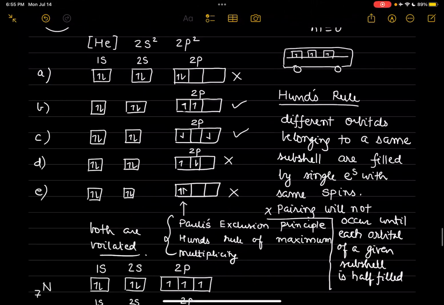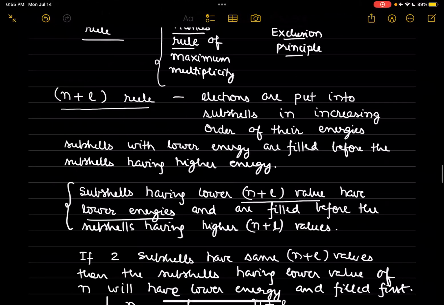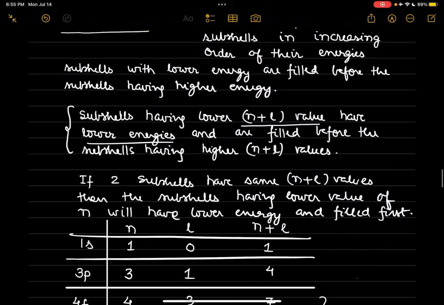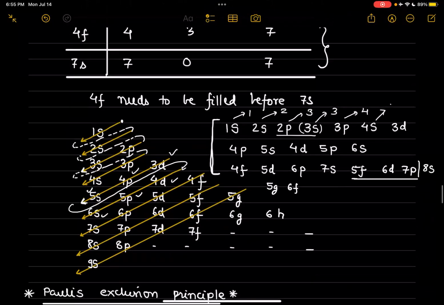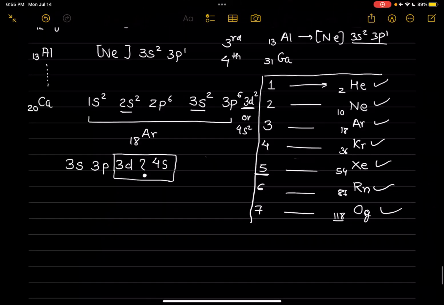3 rules were there, which we discussed. Lower n plus l value means lower energy. If the subshell has lower energy, it is filled prior to the subshell having higher n plus l value, which represents higher energy. Is it clear or not? Yes, sir. Got it. So normally we say 3s, 3p, 3d, but don't go by normal intuition. Verify it. Is it clear? Yes, sir.